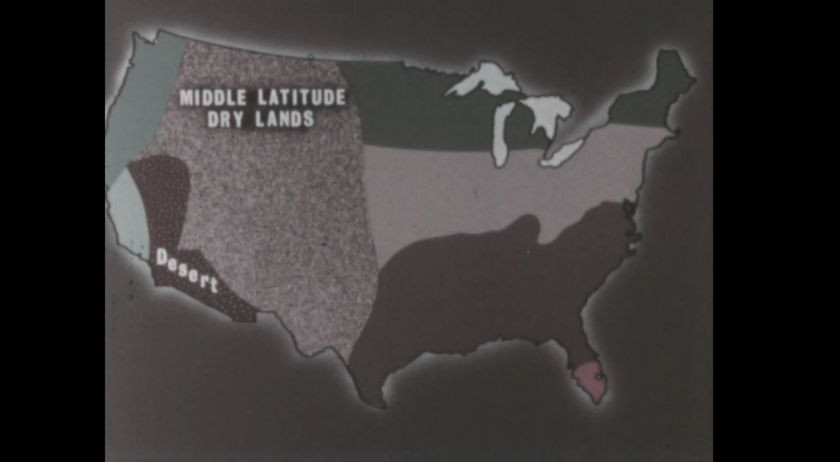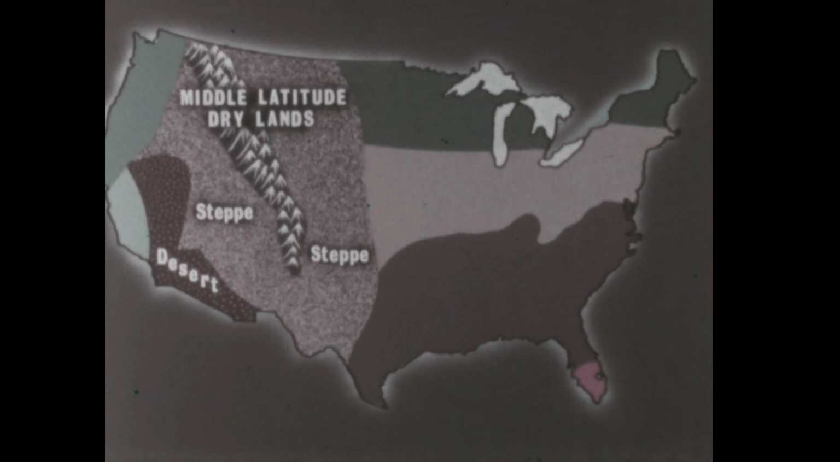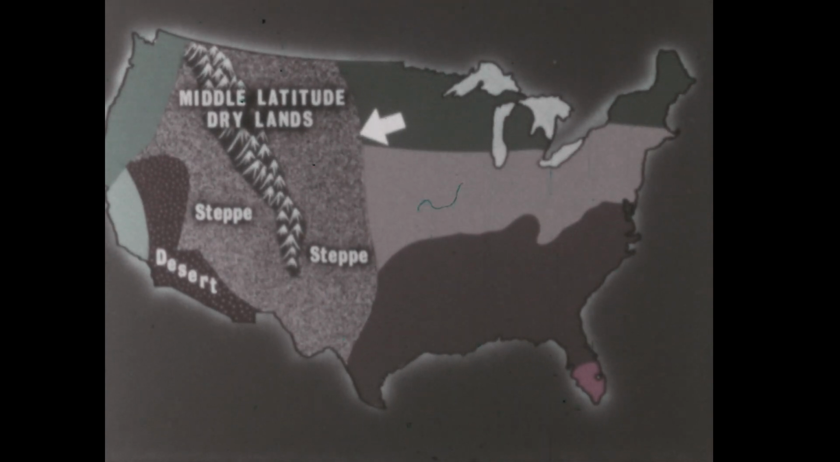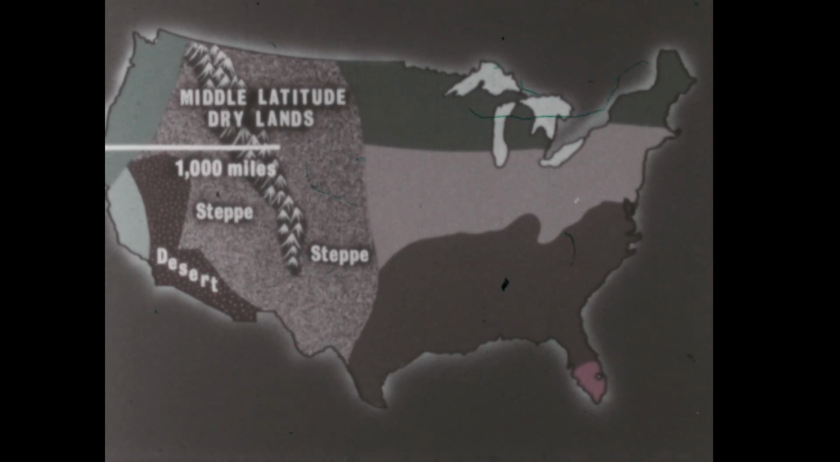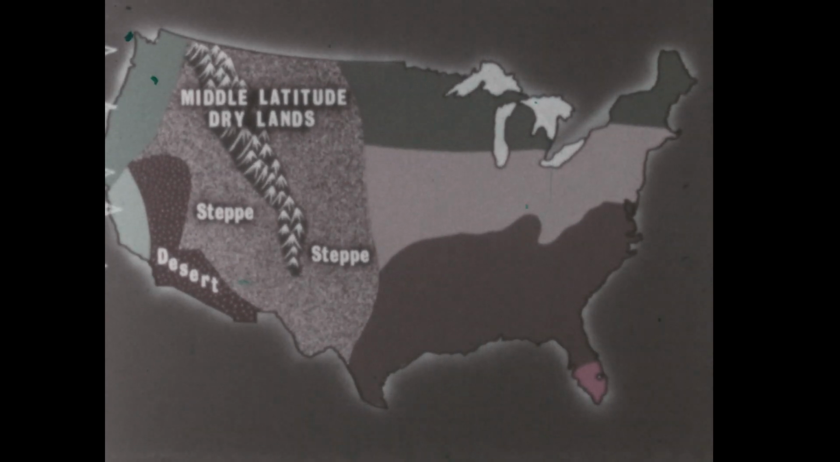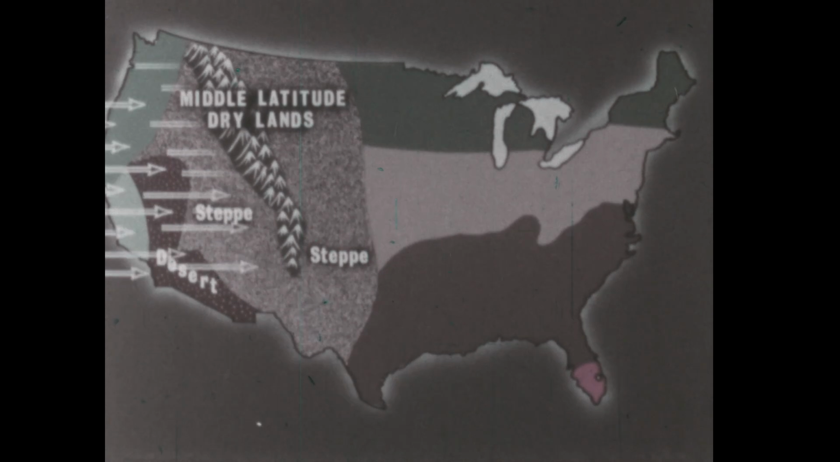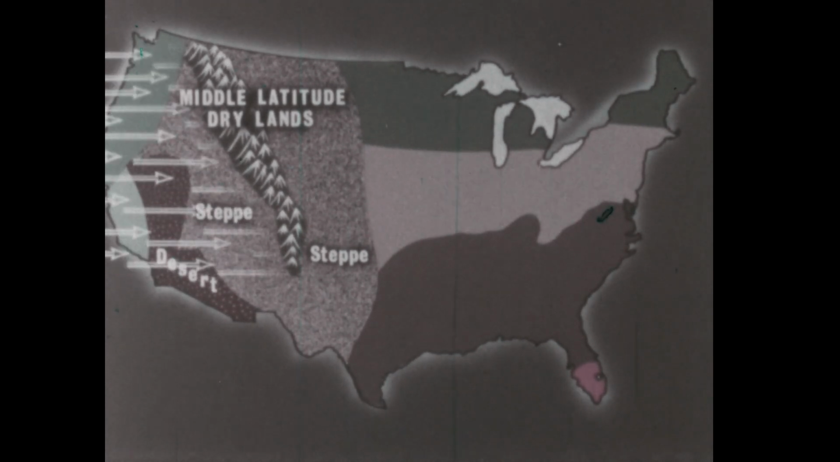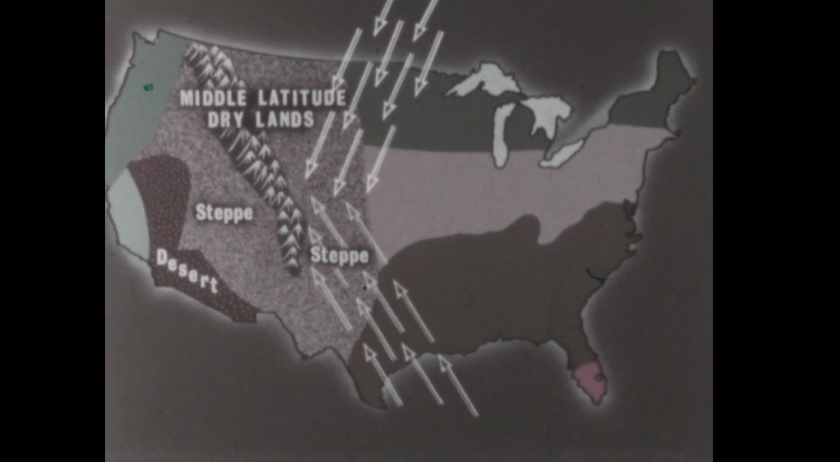East and north of the desert, in the interior of the United States, is a steppe climate that includes the Rocky Mountains and the Great Plains. The high mountains and the great distance from the ocean prevent moisture-bearing winds from the west from reaching this region. However, moisture-bearing winds from the north and south bring 10 to 20 inches of rain a year.